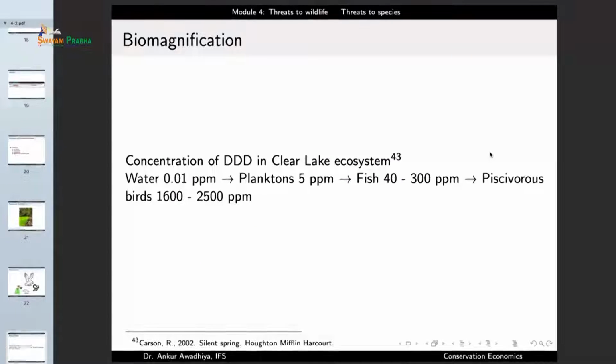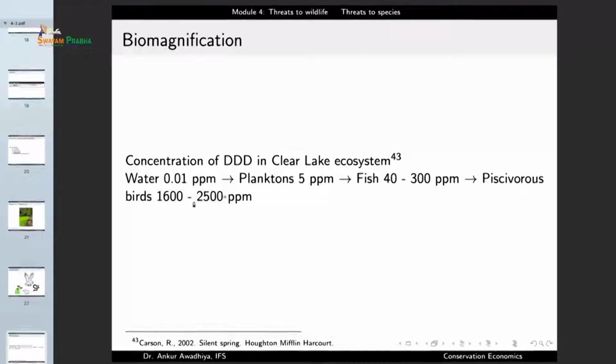A good example is the concentration of DDT in a lake ecosystem. When it was measured, it was found that water had 0.01 parts per million of DDT. The planktons, which are small plants, had 5 ppm. So there is a large increase, around 500 times, in the concentration of DDT that was present in water compared to what was present in the planktons. Then the fishes that eat these planktons had a concentration of 40 to 300 ppm.